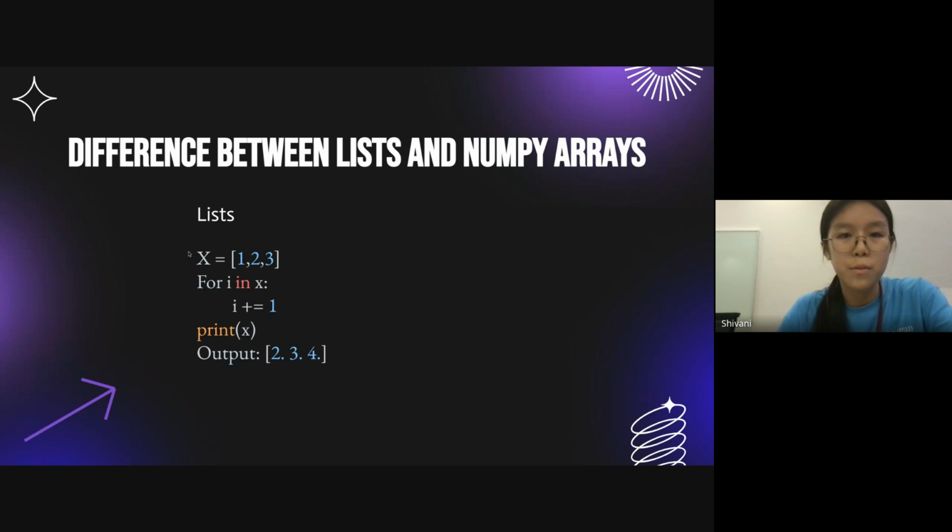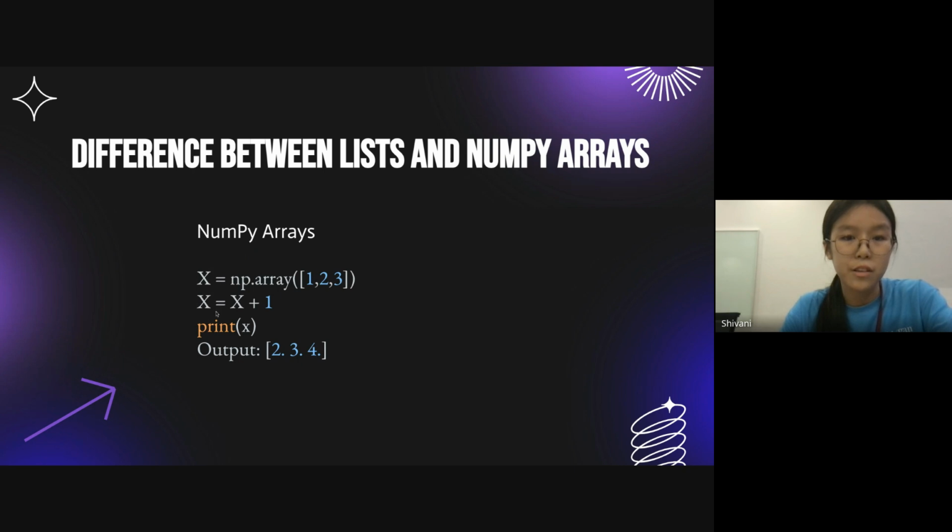So as we mentioned before, there are some key differences between list and NumPy array, and one of them is that we can't perform direct arithmetic operators on lists. So if we do want to increment each value in the list by 1, we'll have to use a for loop over here. And we will have to loop through each item within this list and add 1 to each of these items. And our final output will be 2, 3, 4. But for a NumPy array, we can just use this one statement and we'll be able to get the same results.